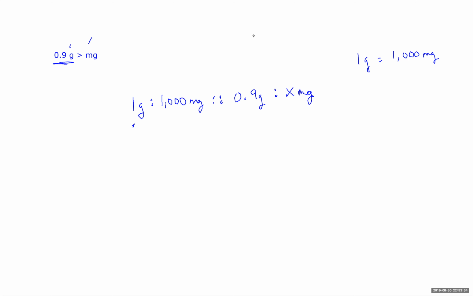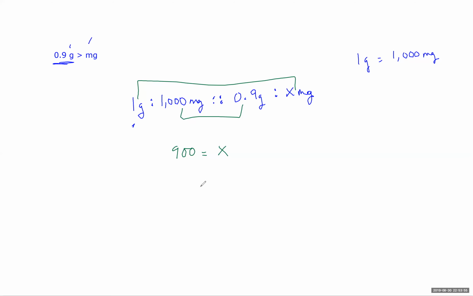You're going to multiply means and extremes, innies and outies. 1,000 times 0.9 is 900. 1 times X is 1X, which you can also just write by writing X. X is equal to 900.